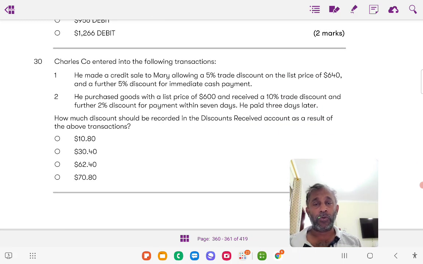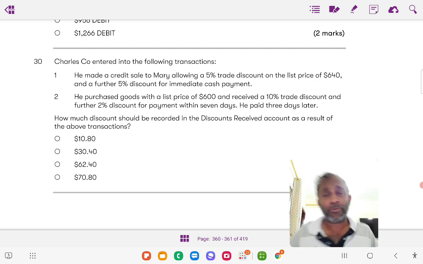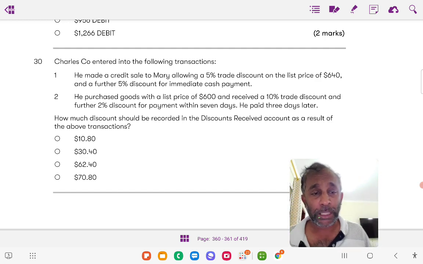Charles' company entered into the following transactions. He made a credit sale to Mary, allowing 5% trade discount on the list price of 640 and a further 5% discount for immediate cash payment. So there are two types of discount they are discussing here. One is trade discount, the other one is cash discount.